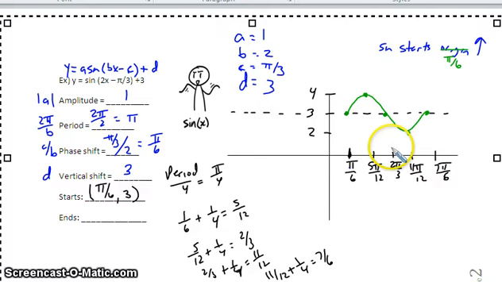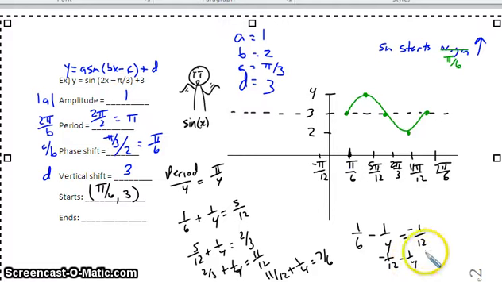Now I need to get my second period, which is going to go backwards. So take this starting point, 1/6, and if we were adding 1/4 before, let's subtract 1/4. So 1/6 minus 1/4 ends up being negative 1/12. So if it's negative 1/12, my next point would be right about here, negative pi over 12. Then take negative 1/12 and subtract 1/4 from that. You get negative 1/3. So your next point would be negative pi over 3.